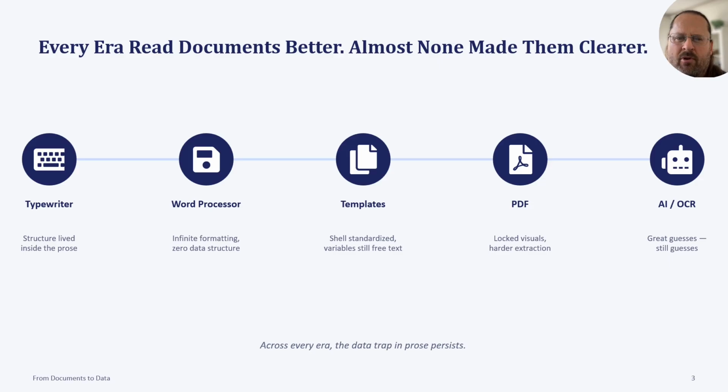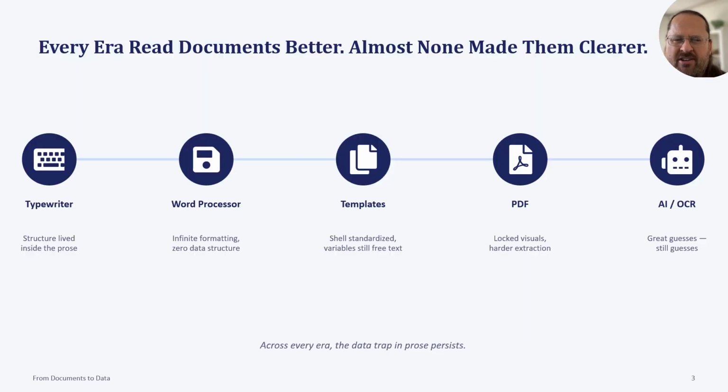Era 2, the word processor, in the 80s and 90s. This is the pivotal moment. So let's slow down here. Word processing did not fix the underlying problem. It supercharged the container while leaving the data exactly as trapped as before. Suddenly, anyone could reformat, reflow, insert new clauses, change fonts, restructure a page in 30 seconds. What we got was infinite flexibility in presentation and zero progress on structure of content.